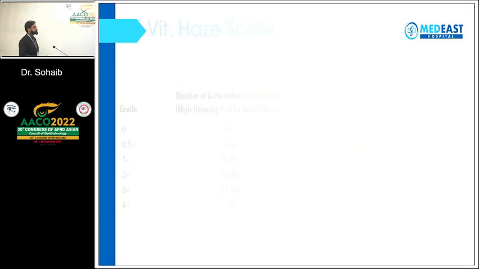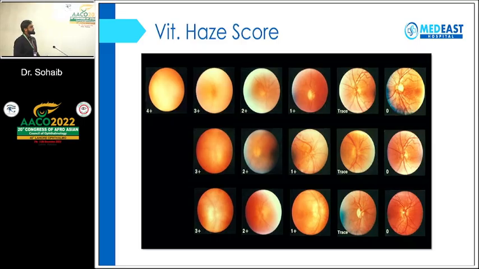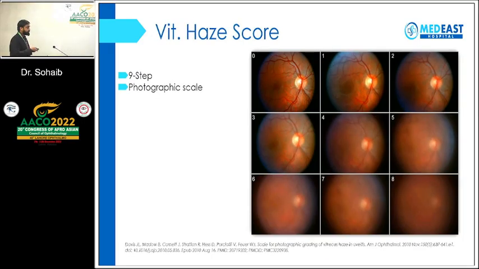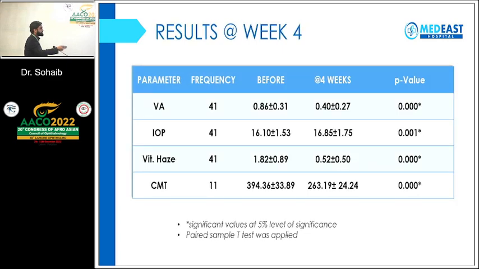This is the vitreous haze score that was used, and the graphical representation of the same. This scale was basically proposed in 2010, and it is a photographic scale, and it can be compared to the one presented by the SUN Working Group. I have data on this one as well, but currently I have used the data for the previous SUN Working Group classification. So this is the result at 4 weeks.